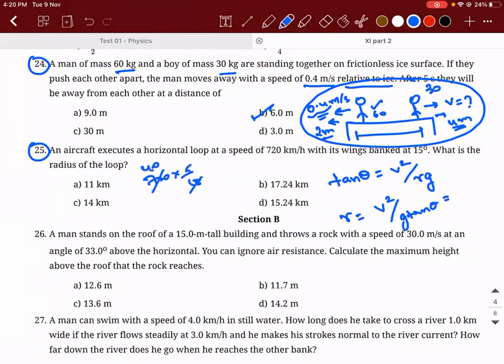This will go 40 times. So 200 square divided by G, I take it as 10 for the time being, multiplied with tan 15 degrees. Tan 15, you can write as tan of 45 minus 30 and then find the value. Okay, tan of 45 minus 30 will be root 3 minus 1 by root 3 plus 1. After you solve everything, the answer will come out to be 15.24 kilometers.